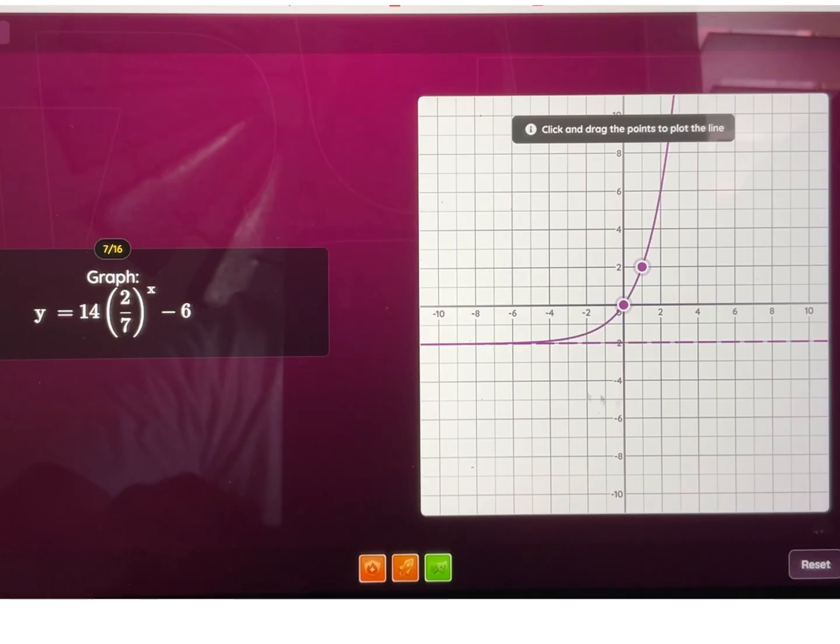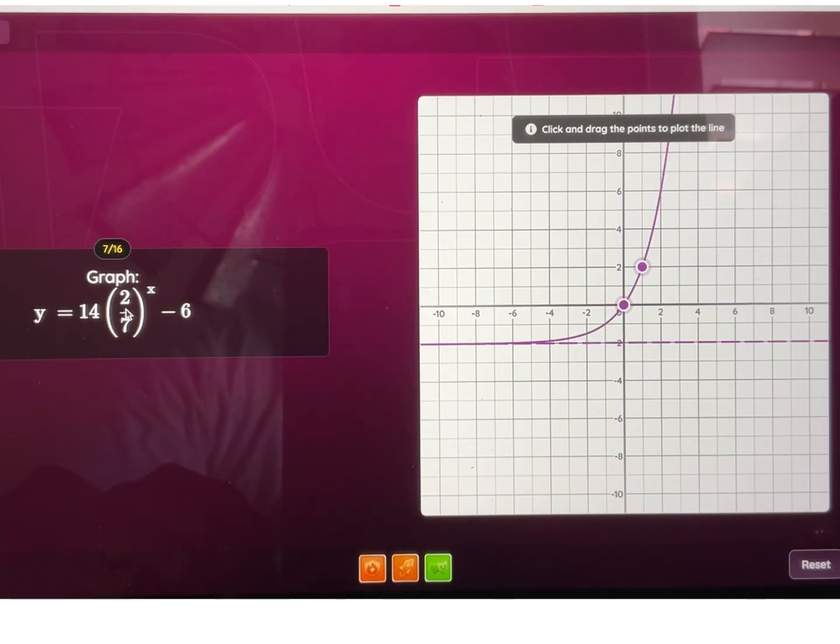Check it out. I mean, you have an A value of 14. Your decay factor is 2/7. How do I know it's decay and not growth? Because that fraction is not bigger than 1. So I know from left to right it's going to decay because 2/7 is less than 1.